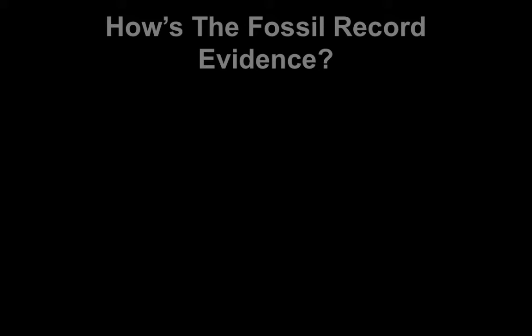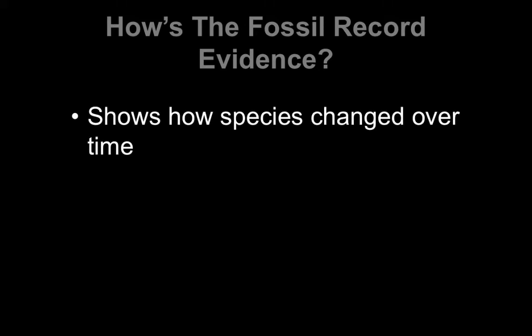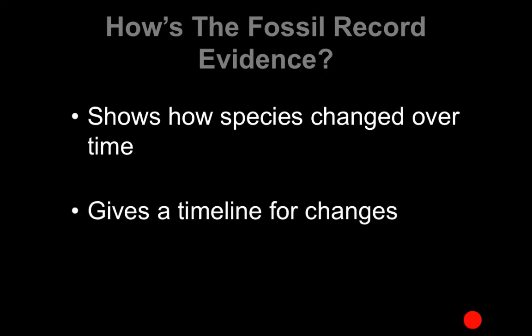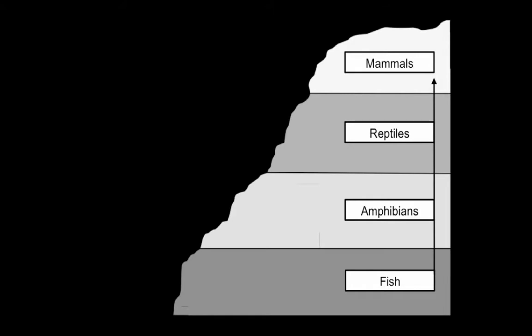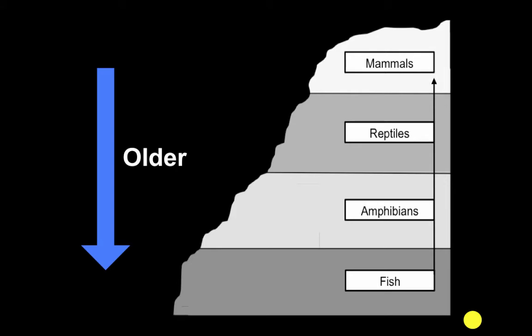And remember, a fossil is simply the ancient remains of some organism. And they can show us how species have changed over time and sort of give us a timeline for that change. So here's an example of some layers of sediment. And remember, as you go down the layers, it's going to get older and older. So what this is telling me is that these fish species are the oldest, and that amphibians evolved from fish, and then reptiles evolved from amphibians, and then mammals evolved from reptiles.